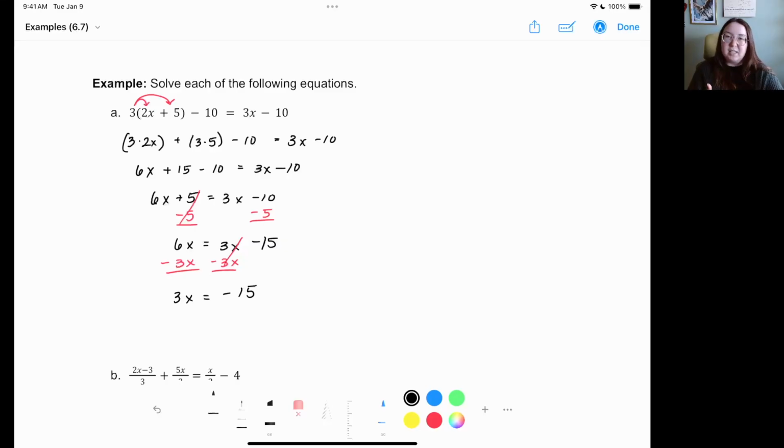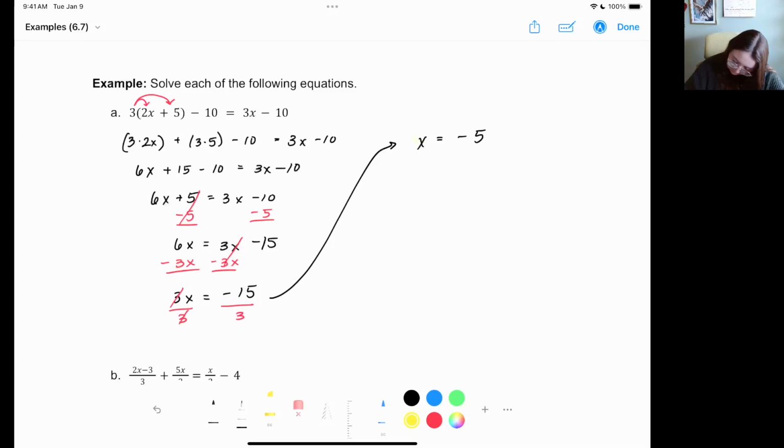Step 3 was to combine any like terms. We don't have any of those at this point. That's technically what we did above there. But our last step is to just solve for our variable. We are multiplying x by 3, so in order to get rid of that, we'll divide both sides by 3, which will cancel our 3 there on the left. We get x is equal to negative 15 divided by 3, which we can simplify to negative 5. And so for this one, our answer here is negative 5.